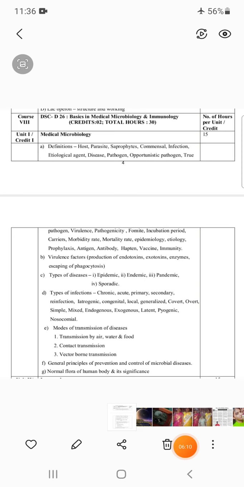Next definition is carrier. A carrier is nothing but a person who carries or holds a specific microorganism. Next definition is morbidity rate. Okay, morbidity rate is nothing but a measure of the proportion of people in a specific geographical location who contracted a particular disease during a specific period of time.